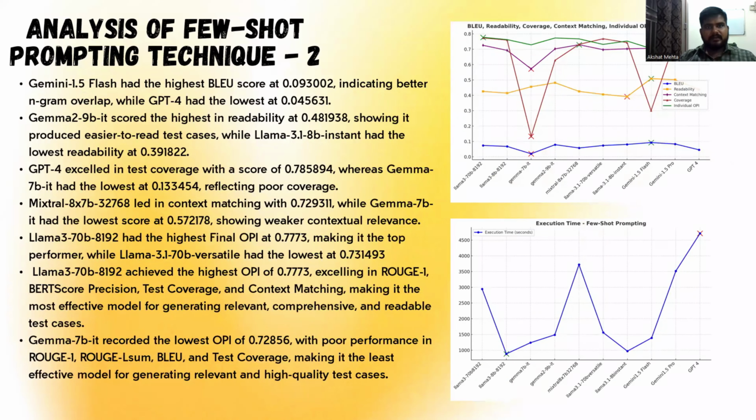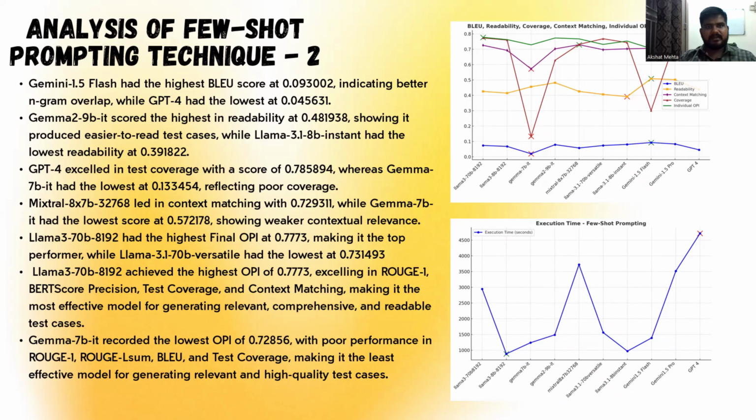Continuing with the few shot technique, Gemini 1.5 Flash achieved the highest BLEU score of 0.03902, showing strong sequence alignment with the reference cases. In contrast, GPT-4 had the lowest BLEU score, 0.045631. For readability, you can see that Gemma 2 9B it led with 0.481938, making it the most user friendly, while Llama 3.1 8 billion instant scored the lowest at 0.391822. When it comes to the test coverage, GPT-4 excelled with 0.785894, with Gemma 7B it having the lowest, 0.13354, missing the key elements.